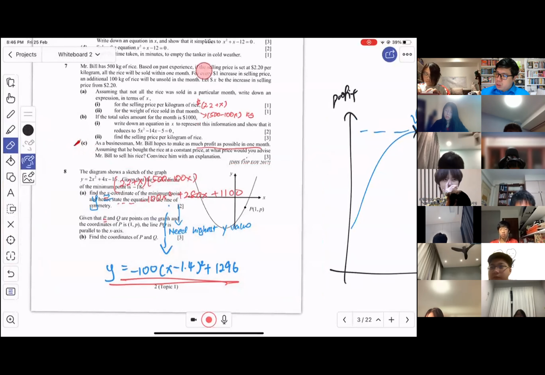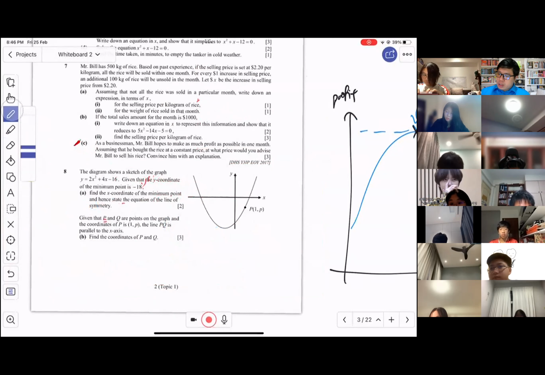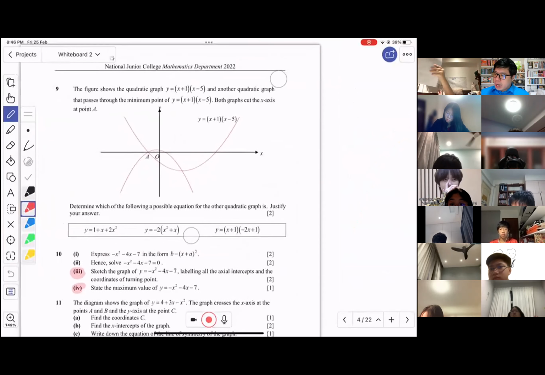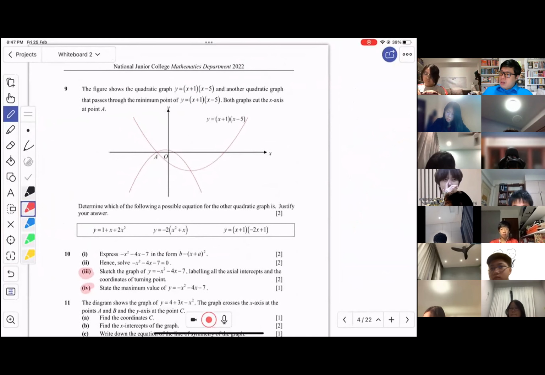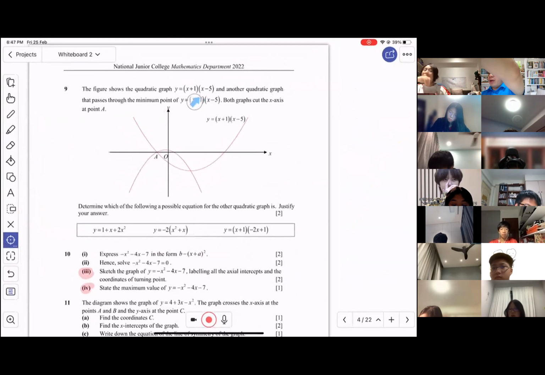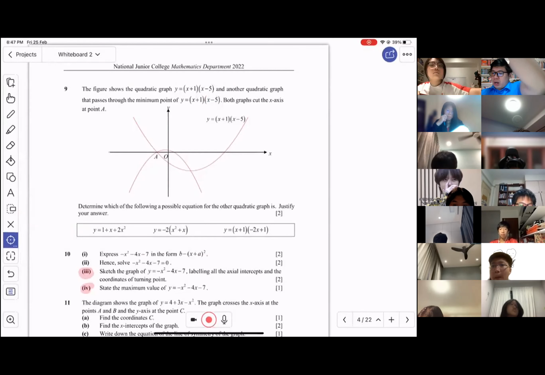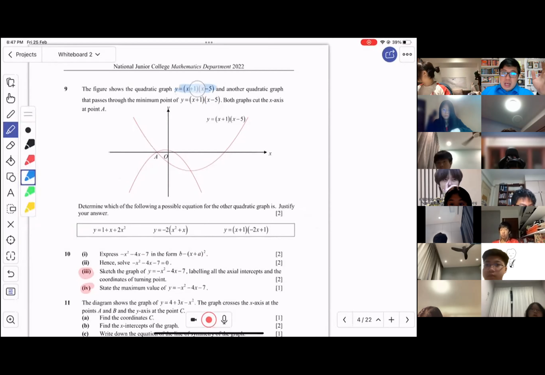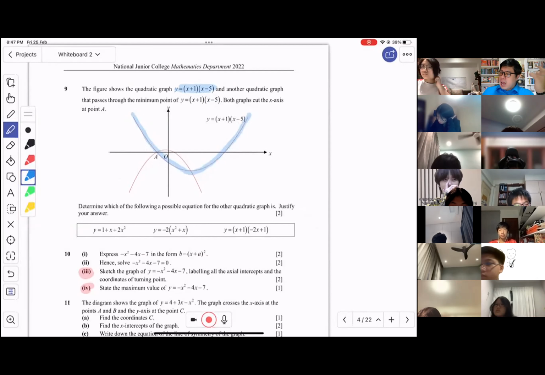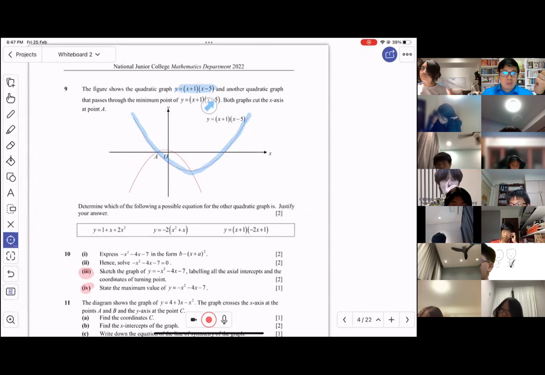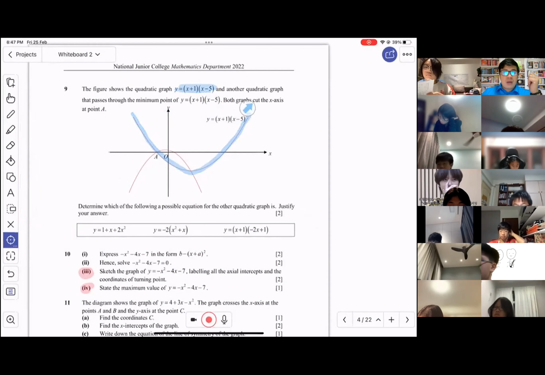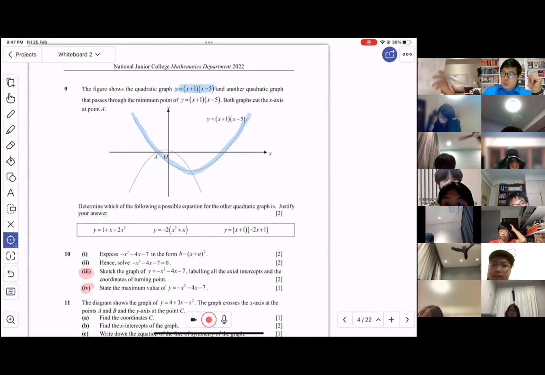So next one, I will talk about question 9. So I go through 7C. Let me just circle it. Okay. So next one I want to talk about is question 9. The figure shows the quadratic graph y equals x plus 1, x minus 5. Because the coefficient of x squared is positive, it's got to be this one, the happy face. And another graph passes through the minimum point of x plus 1, x minus 5. Both graphs cut the x-axis at point A. So what is point A?